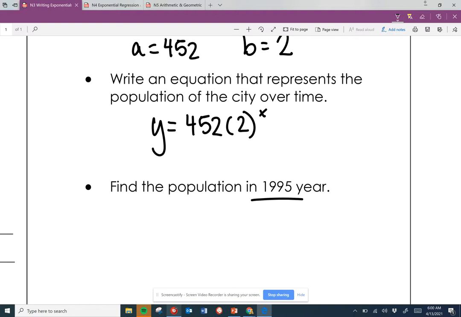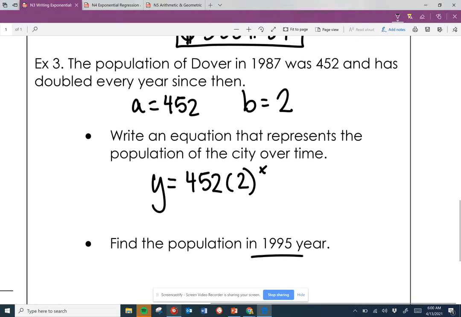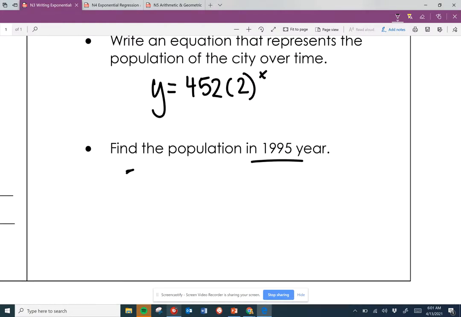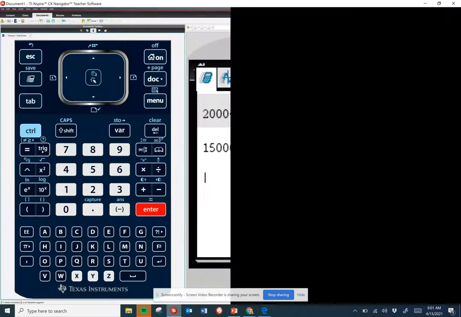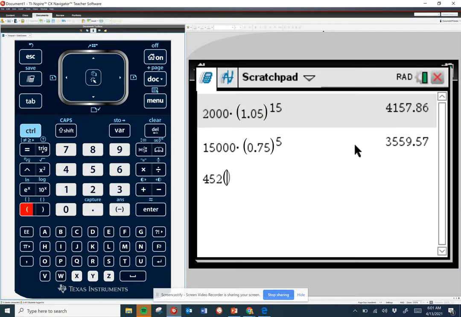Well, we're not going to put 1995 in for x. That would give us an outrageously large number. Instead, we say we started in 1987 and now it's 1995. So if we subtract 95 minus 87, that gives us 8 years later. We're going to use that 8 to plug into our equation: 452 times 2 to the power of 8. 452 parentheses 2 to the power of 8. That is going to give us our new population.